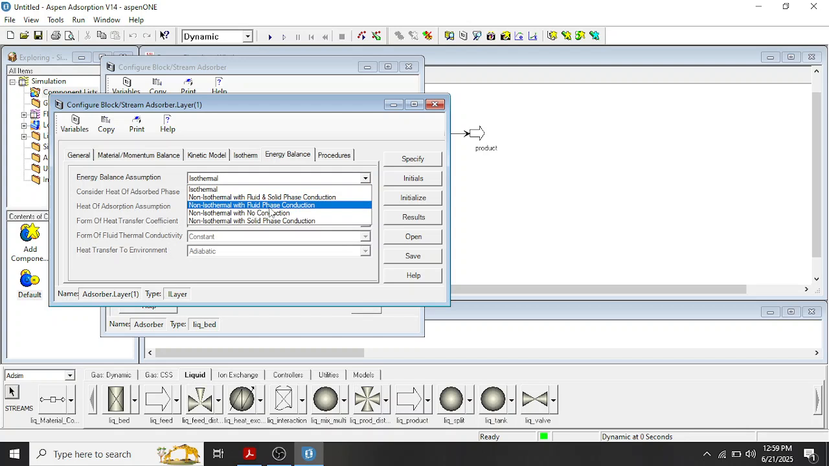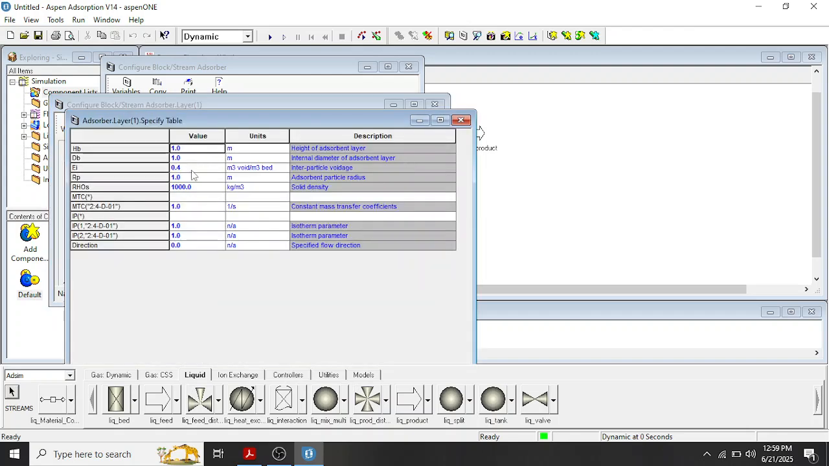absorbed during the process. We can use a non-isothermal fluid phase conduction. So heat is released and energy is transferred in the fluid phase, like in the liquid phase, the heat is moving from the liquid to the surface of the adsorbent. So we will use this one. You can use this one or others like this, but here we will ignore the others and just focus on this one. This is the procedure.